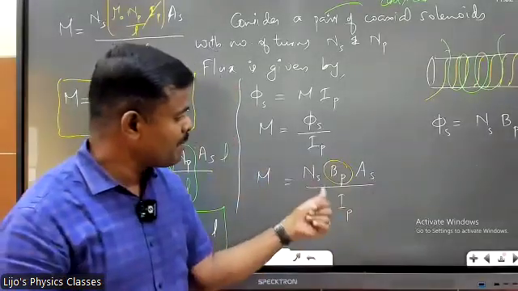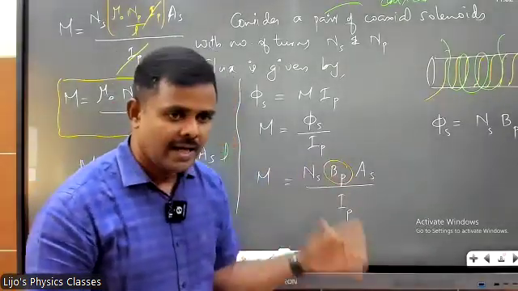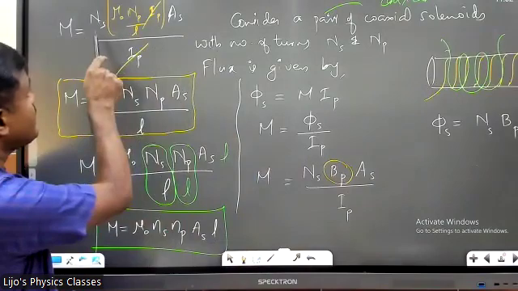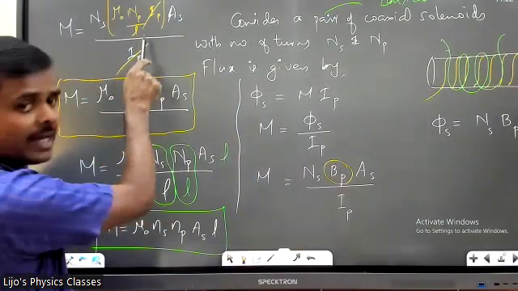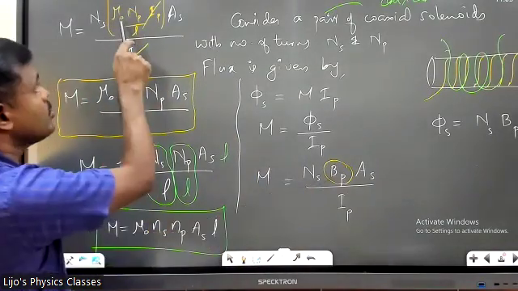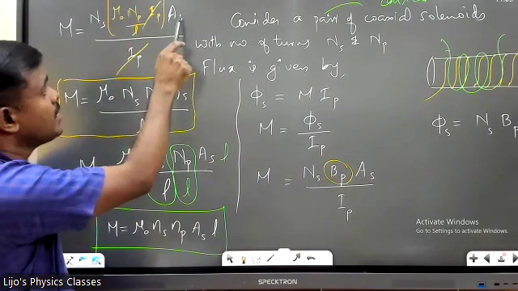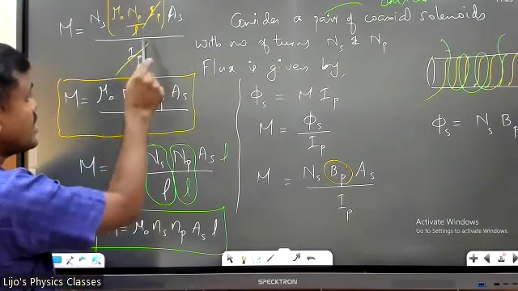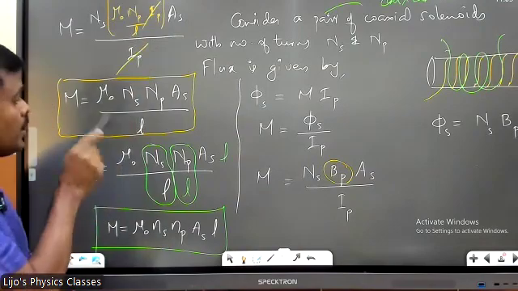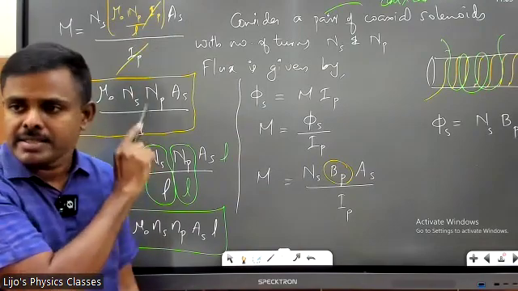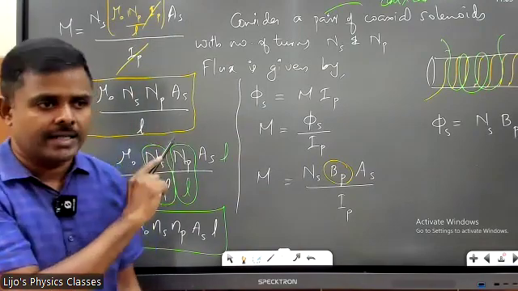So NS BP AS by IP. I'm substituting for BP here: NS mu 0 NP IP by L, since the magnetic field is given by mu 0 N by L into I, into AS by IP. You see, IP cut. You get mu 0 NS NP AS by L. That is the final equation.